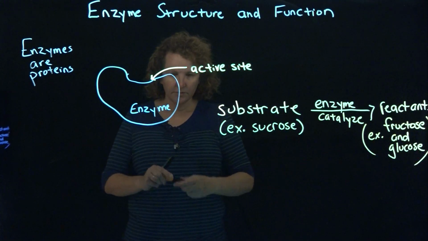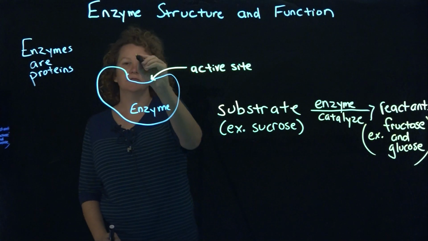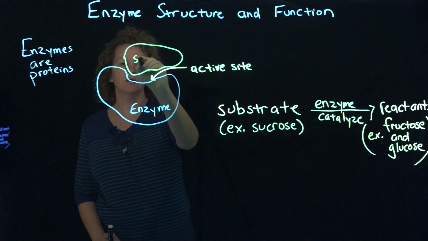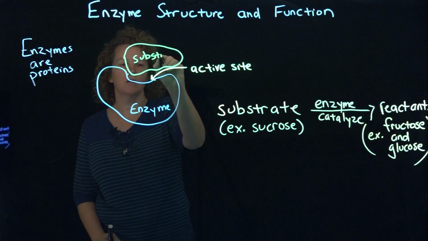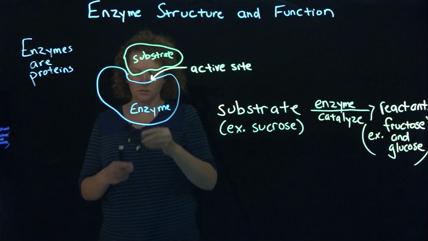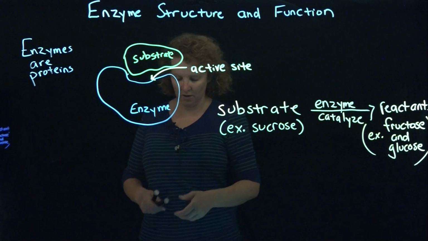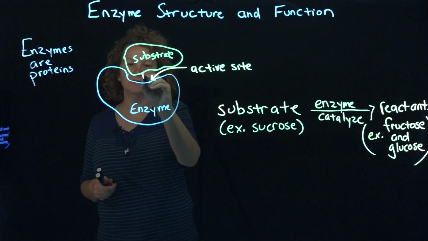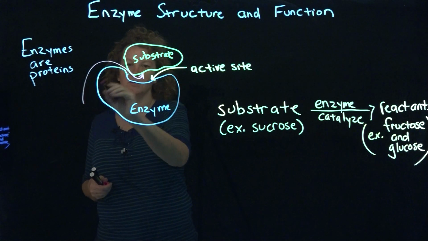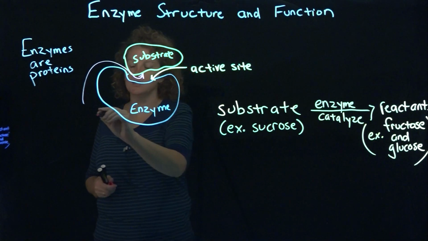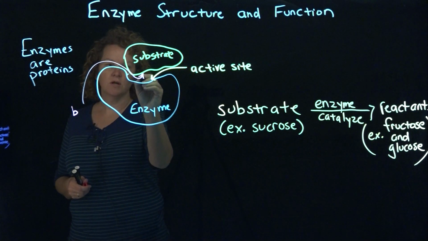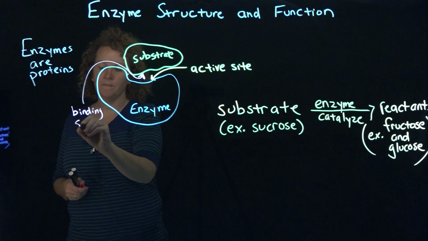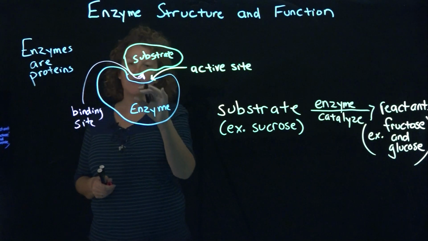Okay, so the substrate will bind to the active site. So if I draw my sucrose molecule here, and it could be any substrate, it needs to be able to fit into that site. Typically there's an area on the substrate itself called the binding site, and this is kind of where that lock and key comes in. So the substrate will bind to the protein-based enzyme. I'm drawing an arrow here to the binding site. And then the reaction will occur.